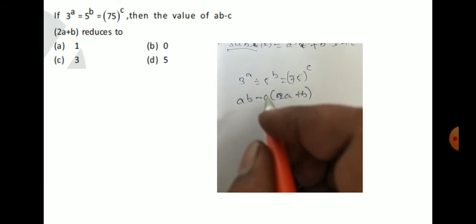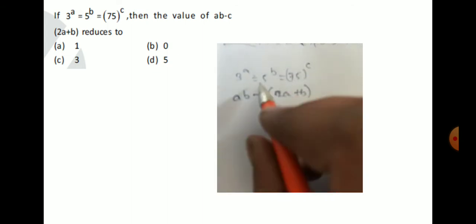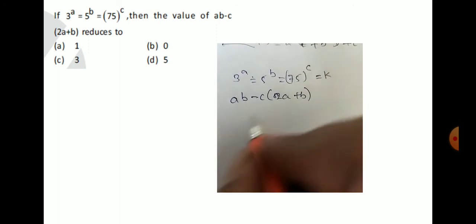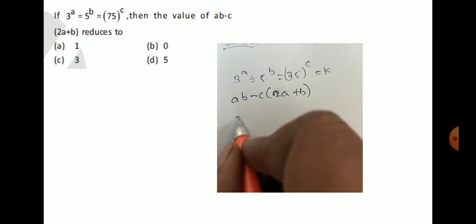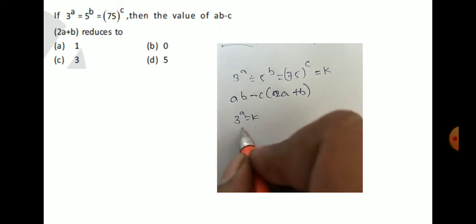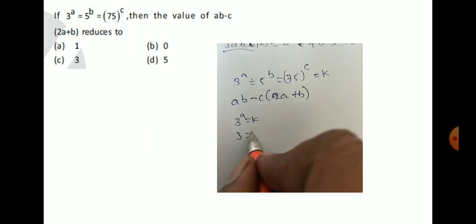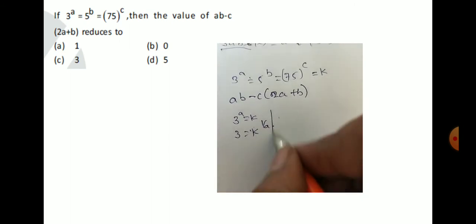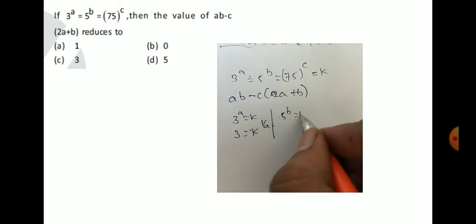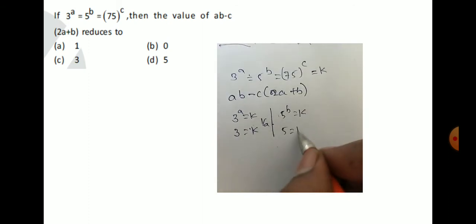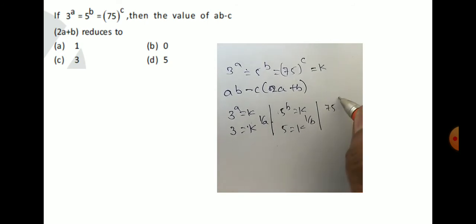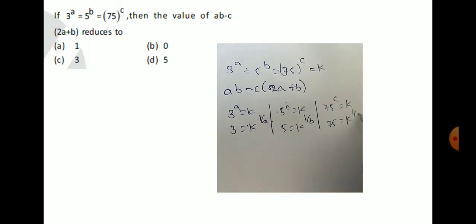Whenever a power is equal to b power is equal to c power, I can equate it to k. So 3 power a is equal to k, therefore 3 is equal to k power 1 by a. Similarly, 5 power b is equal to k, which means 5 is equal to k power 1 by b. And 75 power c is k, which means 75 is equal to k power 1 by c.